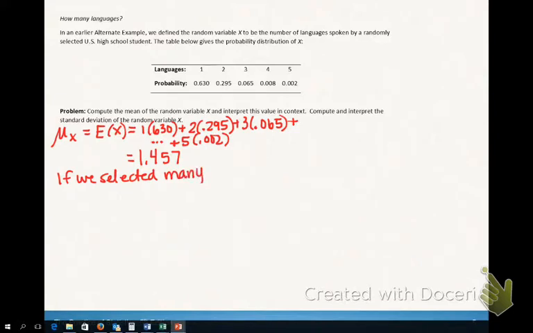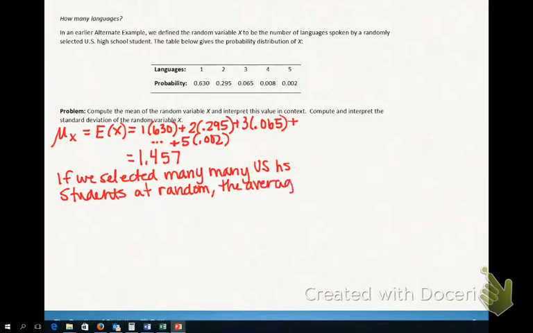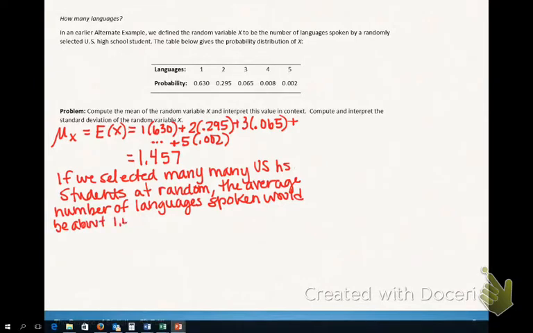So this means if we selected many U.S. high school students at random, the average or typical number of languages spoken would be about 1.457 languages.